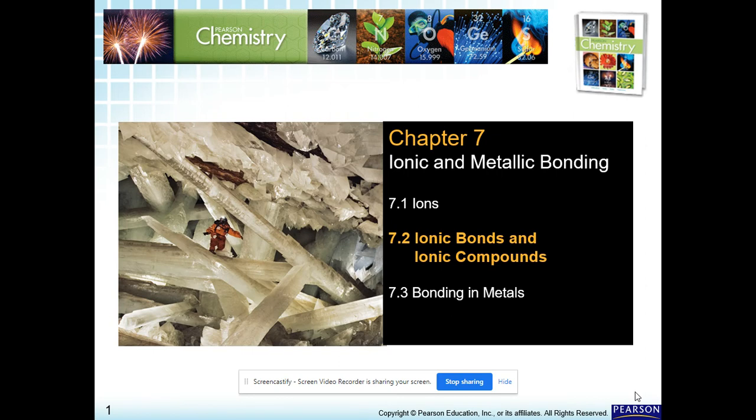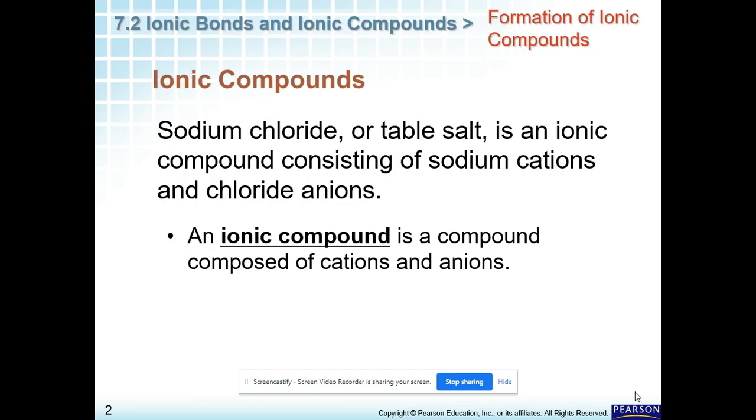Everyone. Today we're going to continue on with Chapter 7 and we're going to go over Section 2, which is about ionic bonds and ionic compounds. It begins with giving an example of an ionic compound. Sodium chloride, or also most commonly known to you guys as table salt, is considered an ionic compound because it consists of sodium cations and chloride anions.